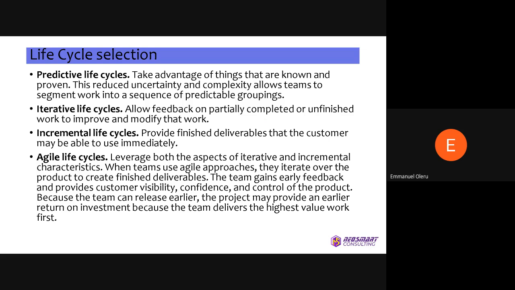The iterative life cycle allows feedback on partially completed or unfinished work. So if the kind of project you're doing has characteristics where, as you keep going, you will need to modify that work, iteration might be something you want to play around with. The incremental life cycle provides finished deliverables that the customer may be able to use immediately, right? That's key. And then agile life cycles leverage both iterative and incremental characteristics, so that you can deliver products early, and they are also usable at the end of the day.